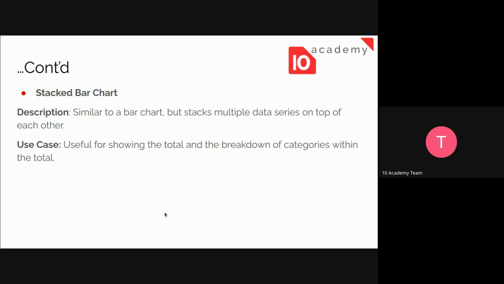We have also the stacked bar chart. This is similar to the bar chart we have seen earlier, but the difference is that for this one you will have multiple data series on top of each other. I will show you some examples in the practice session so that you can have a clear idea of how it is different from a bar chart. It is useful for showing the total and the breakdown of categories within the total.